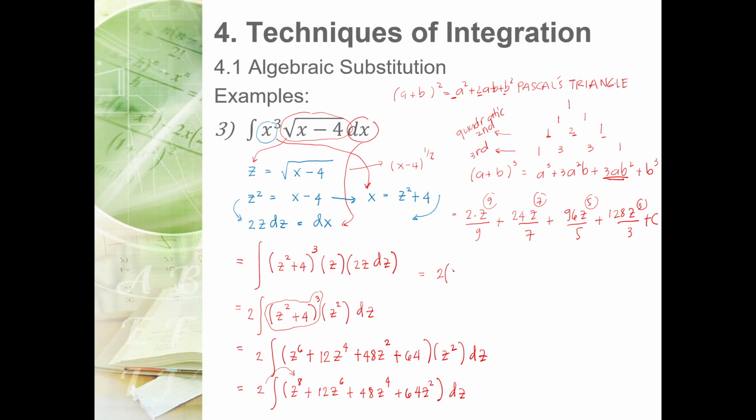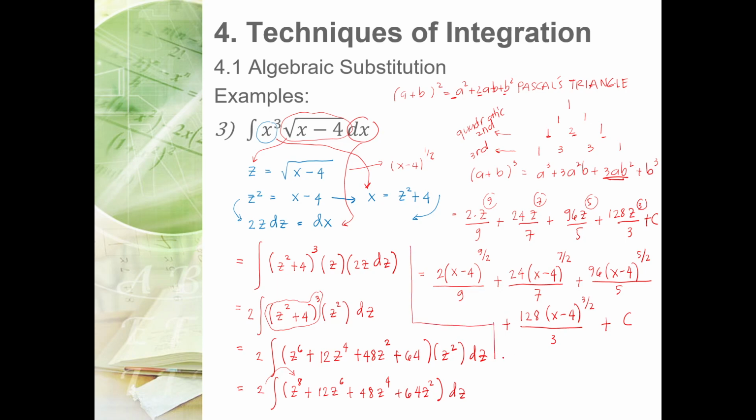So this would be 2, and then x minus 4 raised to 9 halves all over 9 plus 24 times x minus 4, 7 halves all over 7, and plus 96 x minus 4, 5 halves all over 5, and then lastly is 128 x minus 4 raised to 3 halves all over 3 plus c. So muna siya inyong final answer.